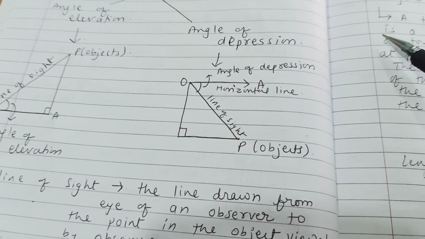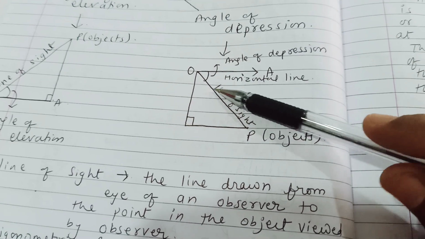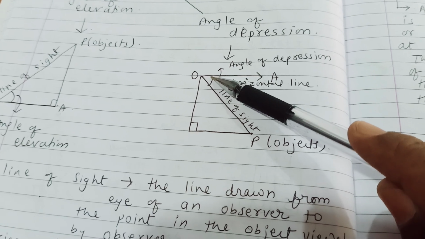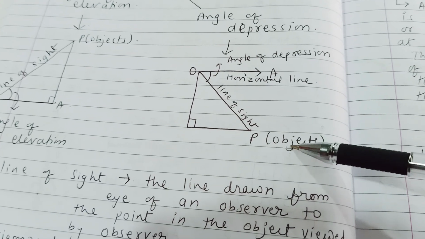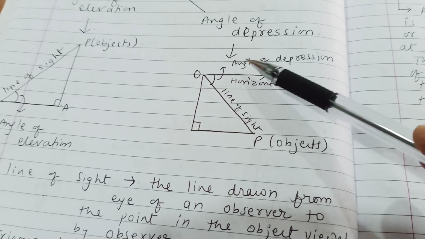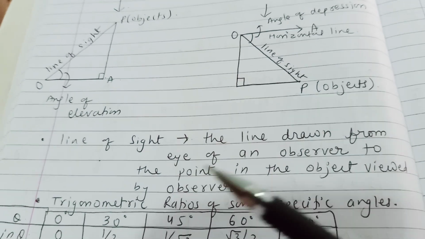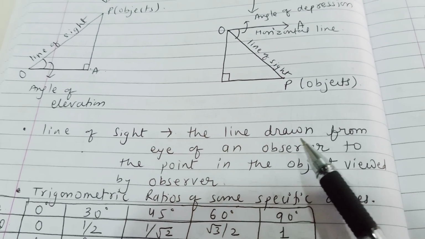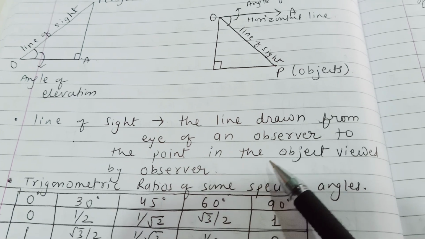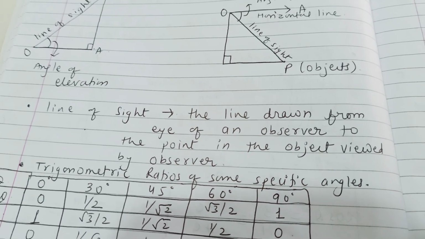And an angle of depression is, if there is a horizontal line upward side, and the line of sight is this. If you stand on the terrace or at some height and you want to see some object on the ground, that is the line of sight, and it will make some angle. Then what is the line of sight? The line drawn from the eye of an observer to the point on the object viewed by the observer is called the line of sight.